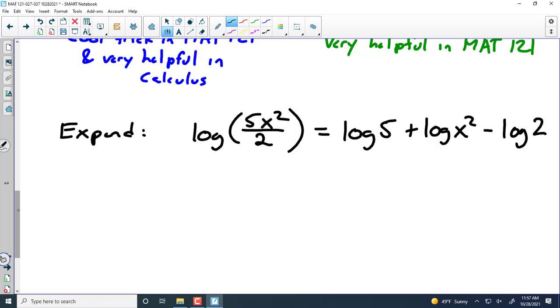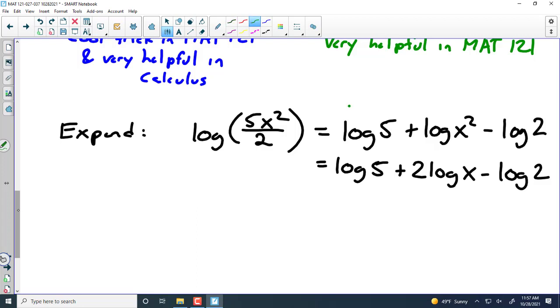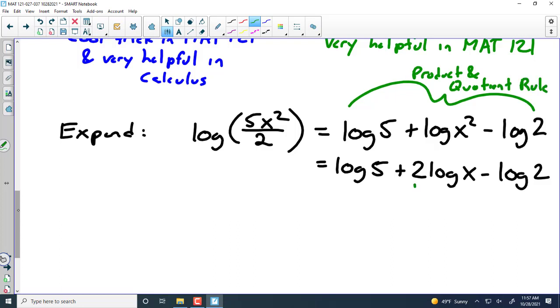What do they consider expanded? After you break it up into many logarithms, they consider it expanded once you also bring down powers. In other words, that x had a squared on it, and using the power rule, I can bring the 2 down in front. So this first step was done using product and quotient rule together. This one right here was done using the power rule. And that's what they consider an expanded logarithm.